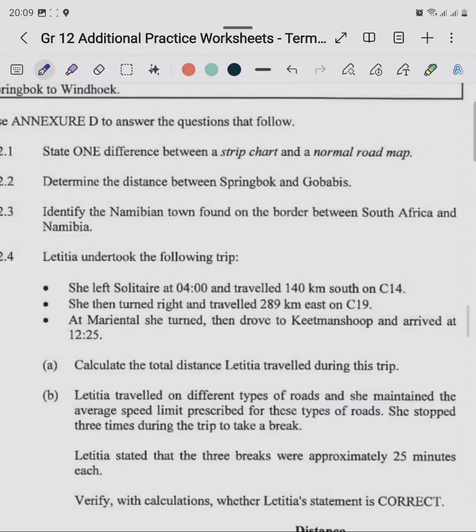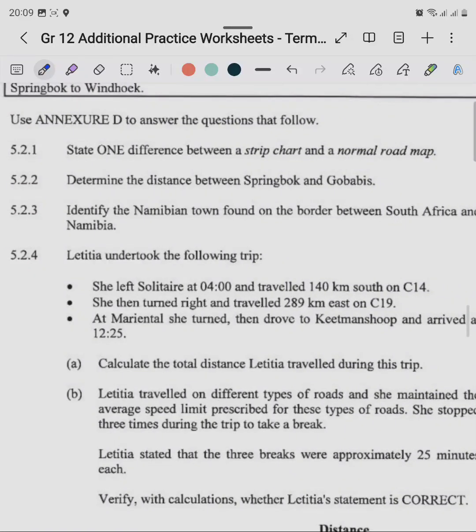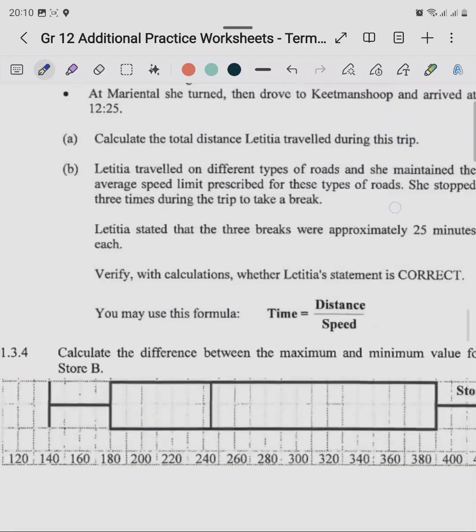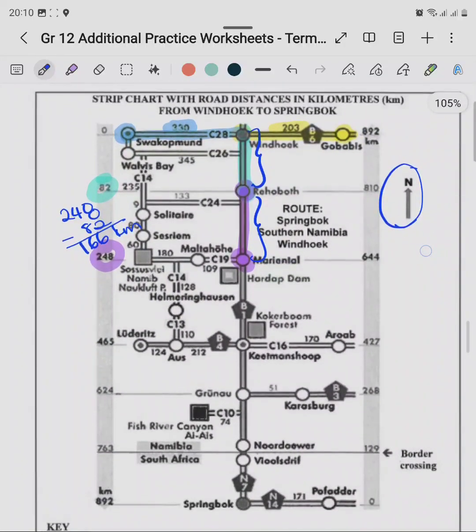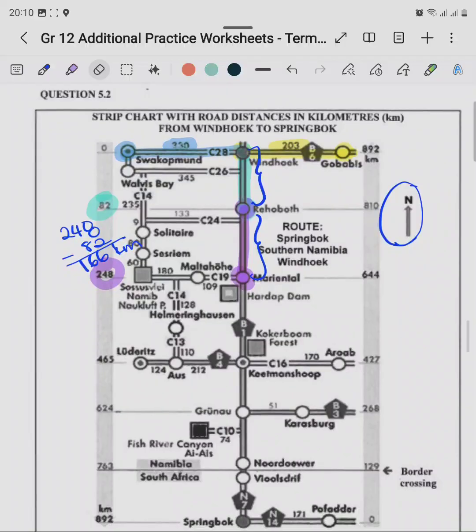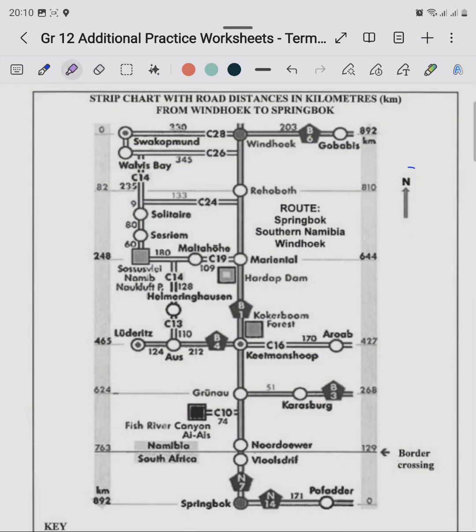If we go back to look at the next question, they say determine the distance between Springbok and Gobabis. I don't know how you say the name, unfortunately. So we're going to go and look at the map and see where those places are. Let's just actually remove all of the writing. Okay, and if I look, we can see Springbok is down here at the bottom. And the place we're looking for is actually up here. So that tells me two things. First, I'm going to need to know the distance from Springbok all the way up to Windhoek. And that's quite easy to do because they give us those distances on the side of the map.